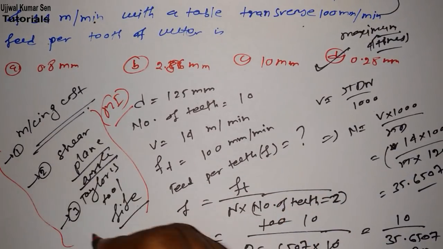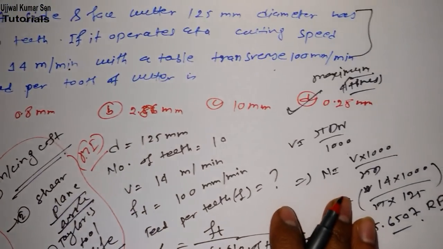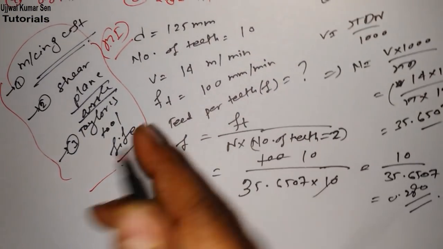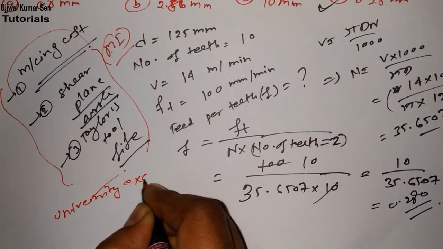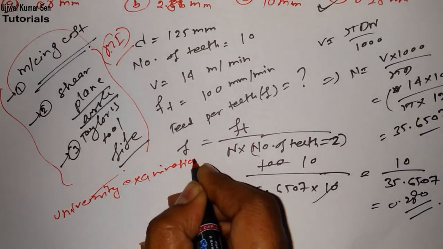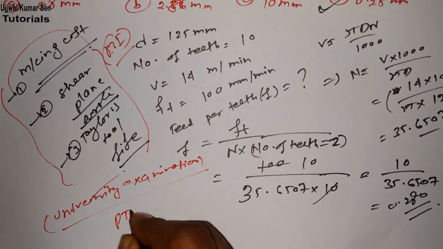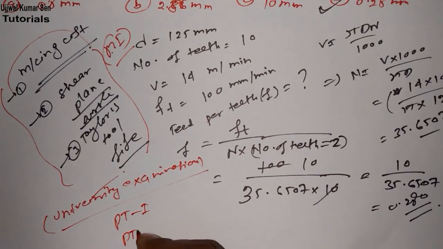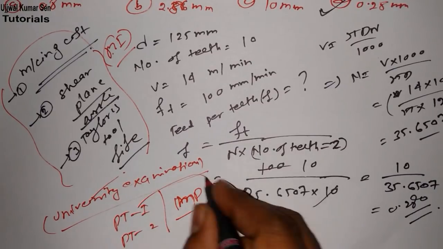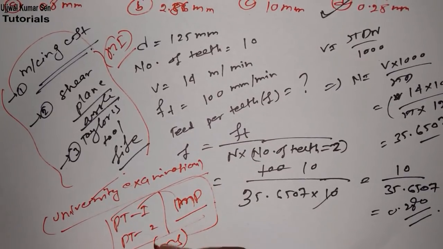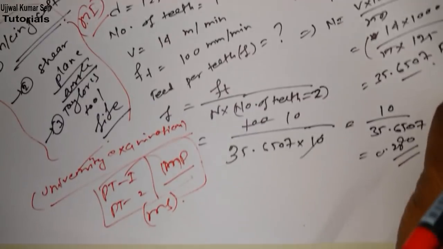Now this is all about GATE. If I'm talking about university examination, suppose that you are preparing for university examination, I don't know whether you are studying production technology 1 or production technology 2 or manufacturing process, or maybe material science. You are studying maybe any one of these.